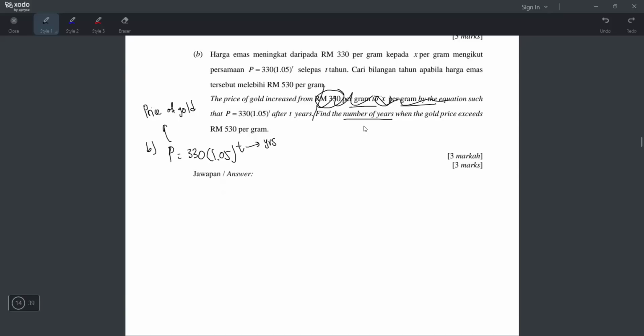Find number of years means find T or find P? Number of years, so find T. Okay, so if it asks you to find T, it must give you P. So does it give? When the gold price exceeds RM530 per gram.